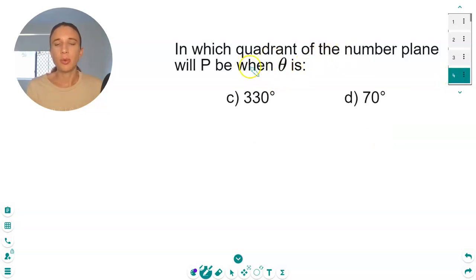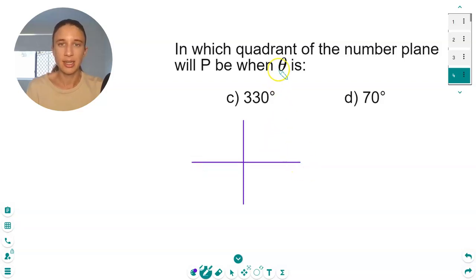In which quadrant of the number plane will P be when theta is 330? So I'm just going to draw this Cartesian plane again because it's always helpful to draw it again and get it into your mind. Okay, so we start off with a Cartesian plane. Might be a bit wonky, sorry. And then we put in our values of the degrees. So 0 degrees, 90 degrees gets to a right angle. 180 gets to a straight angle. Plus another 90 gets to 270. A lot of students forget that bit. And then we get back to 360. So 330 will lie here.